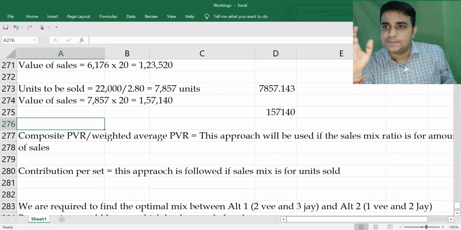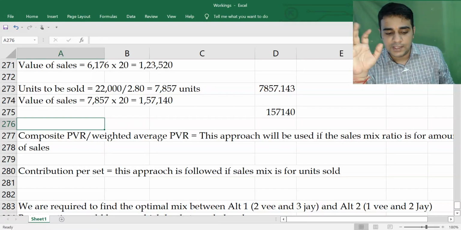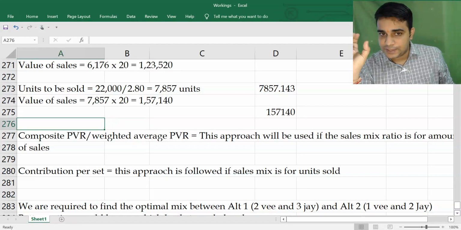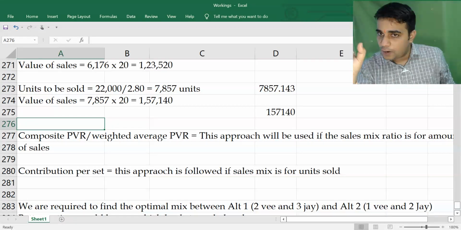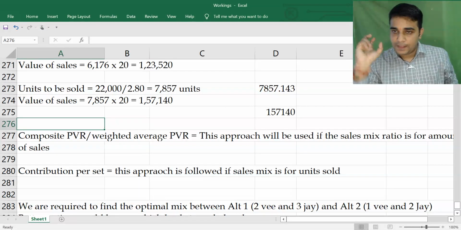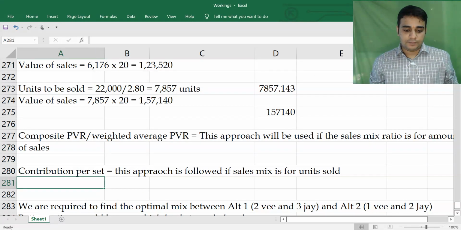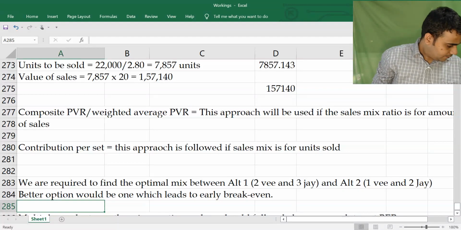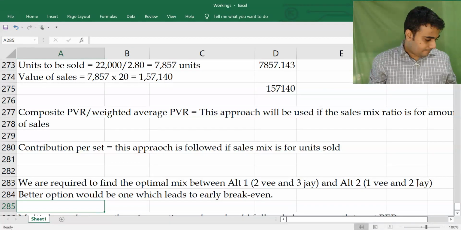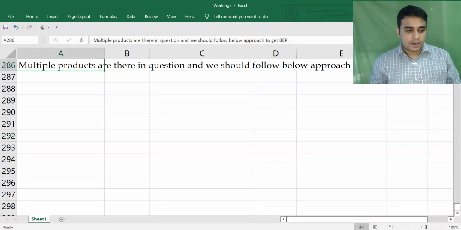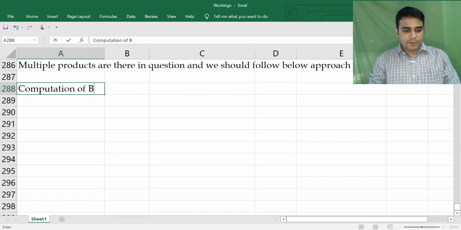You will understand the sales mix in rupees later on. In this question, the sales mix is for units sold. The 2:3 or 1:2 is for the quantity of sales. Quantity of sales does not mean the value of sales will also be in the same proportion. Any doubts till now? Clear? Okay.